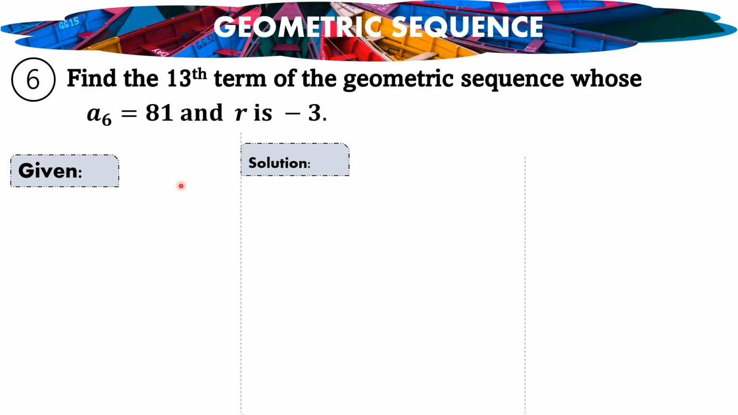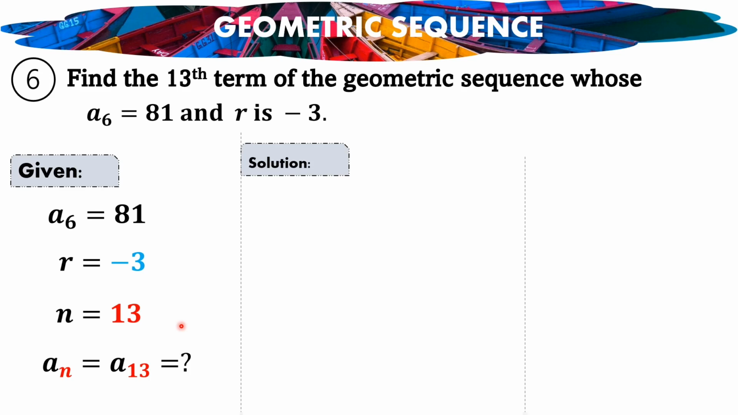Example number 6. Find the 13th term of the geometric sequence where a sub 6 equals 81 and r is negative 3. The given: a sub 6 is 81, r is negative 3, n is 13. What is a sub 13? Use formula number 2 because a sub 1 is not given. So we have a sub n equals a sub k times r raised to n minus k.